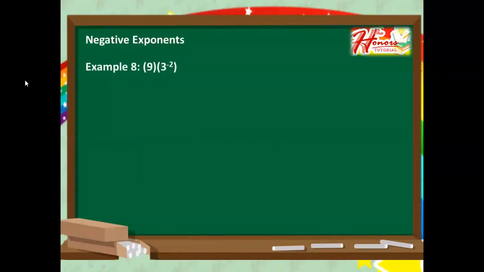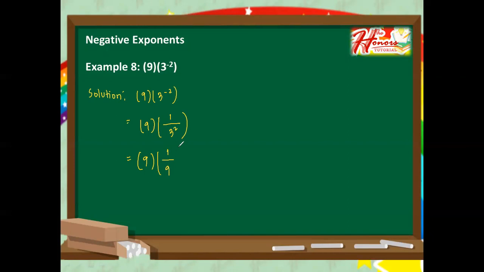And lastly, we have here 9 times 3 raised to negative 2, and this will be your solution for it. Copy the given, so that's 9 times 3 raised to negative 2. Copy 9, and then let's convert 3 raised to negative 2 into a positive exponent. So therefore, we will convert it into a fraction. So that's 1 over 3 raised to 2. So that is 9 times, let's simplify the denominator, 1 over 9.